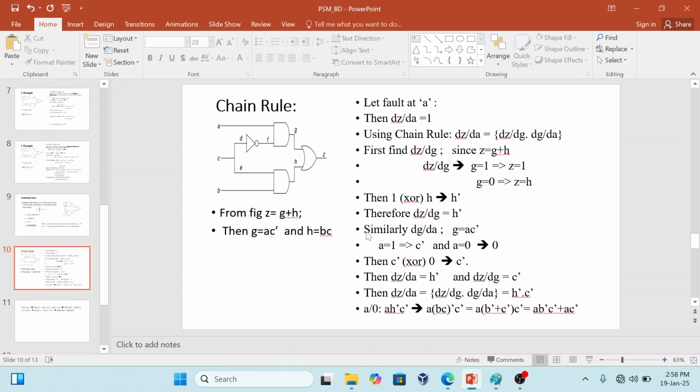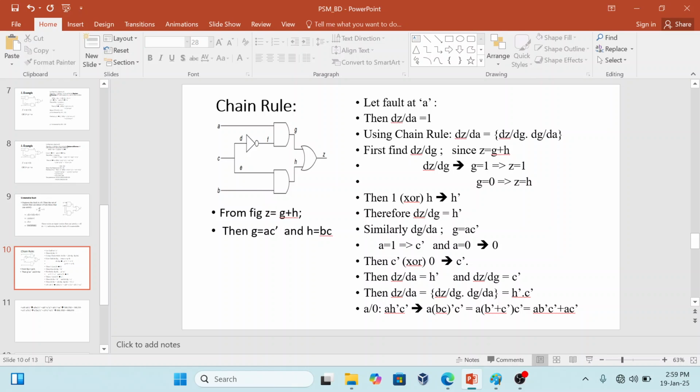So just take another example wherein I can consider the chain rule. Because there may be internal nodes, under such a case I can make use of the chain rule here. You can see that for a stuck at 0, through this path I have an intermediate node that is g. So if there is a fault at a, I need to find out dz by dA. If there are multiple levels, there may be a lot of expressions which we need to solve. That means we need to perform the XOR operation and so on.